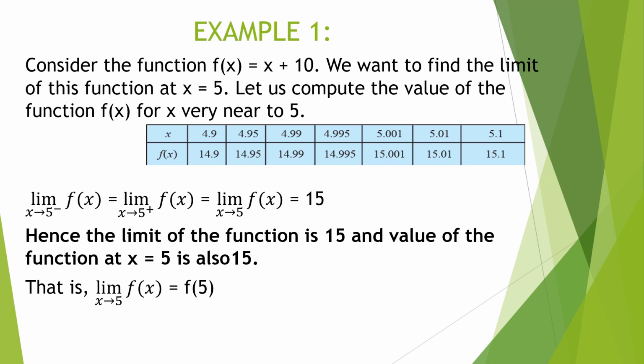Remember, I have taken this example explicitly because in this case, the limit of the function and the value of the function at that particular point are the same. It does not happen always. Anyway, for this example, limit x tends to 5 f of x is equal to f of 5, means the value of the function at x equal to 5.